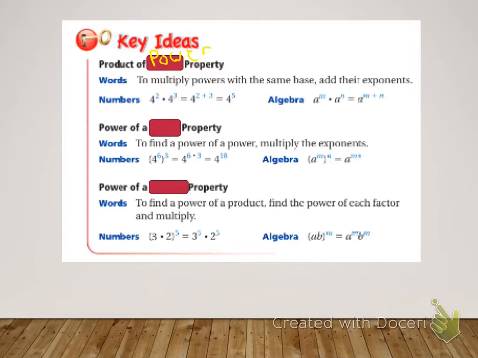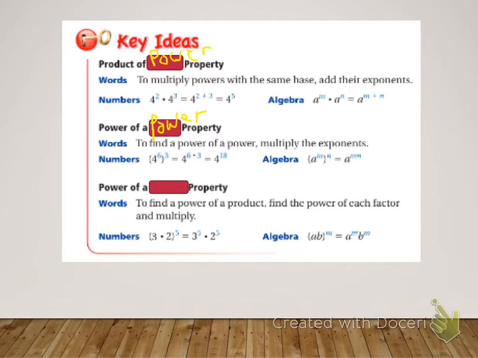Now another rule that you're going to learn is the power of a power rule. That's when you have an exponent that's raised to another exponent. So to find the power of a power, you end up multiplying the exponents. Like here we've got 4 to the sixth, and that's inside the parentheses, raised to the third power. So you're going to take the 4 and take the 6 times 3. So 4 to the 18th power.